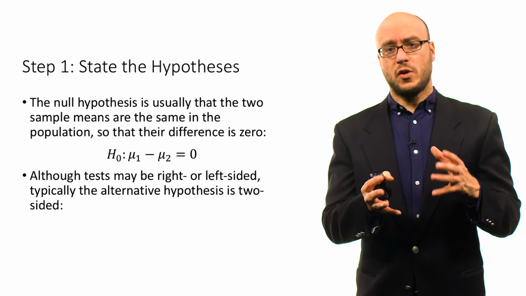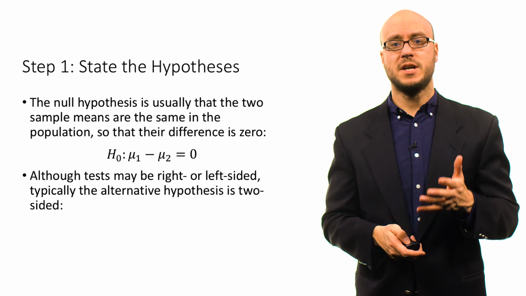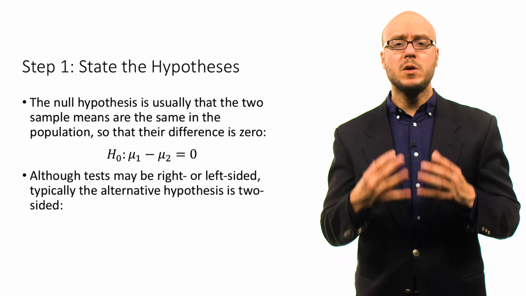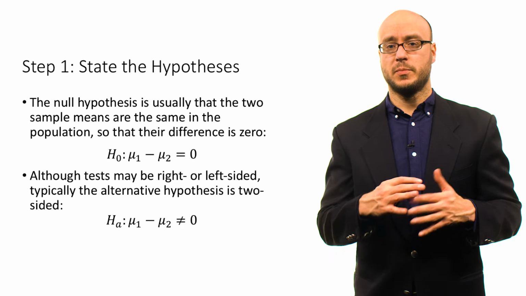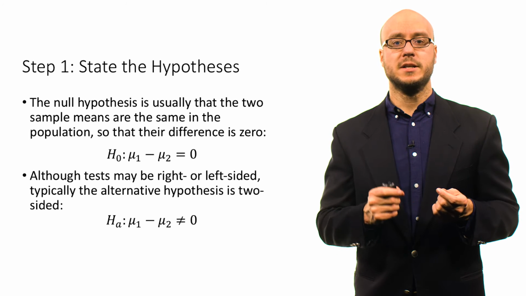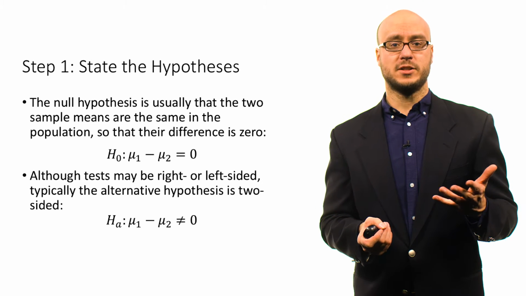Then, although tests may be right or left-sided, for purposes of this course, we're going to focus on a two-sided alternative hypothesis. This is by far the most common alternative hypothesis test when you're comparing two means. So the alternative for the purpose of this course will be mu1 minus mu2 is not equal to 0. That implies that either mu1 is larger than mu2 or mu2 is larger than mu1. But we're going to really focus on a two-sided test. And in published research and in most articles, almost all articles, this is the most common setup, where you have a null, which is the difference is 0, and then the alternative is two-sided, where the difference is not 0.